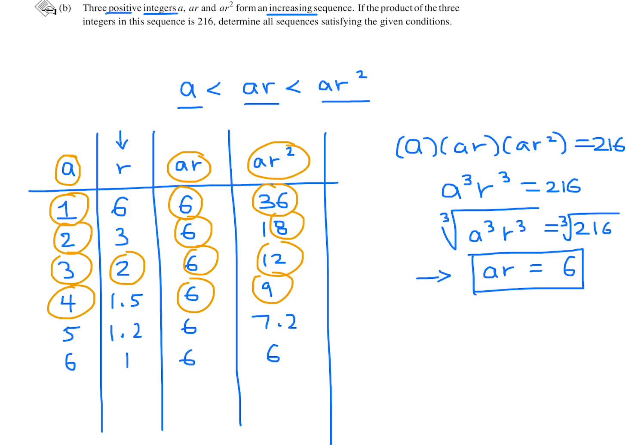Because for a equals 5, ar squared is not an integer. And when a equals 6, notice they're all 6. So they don't satisfy the fact that this has to be increasing. Do you notice that is a very important criterion? So a equals 6 gives you 6, 6, 6, which is obviously not an increasing sequence. So the only possible sequences we have for a, ar, and ar squared are 1, 6, 36; 2, 6, 18; 3, 6, 12; and 4, 6, 9.